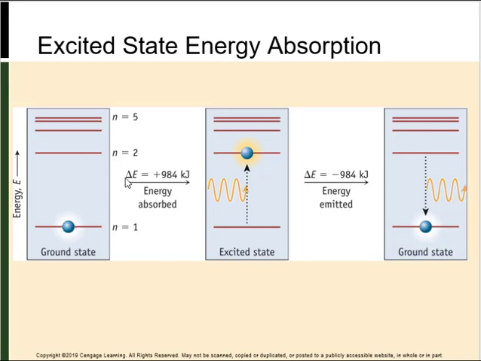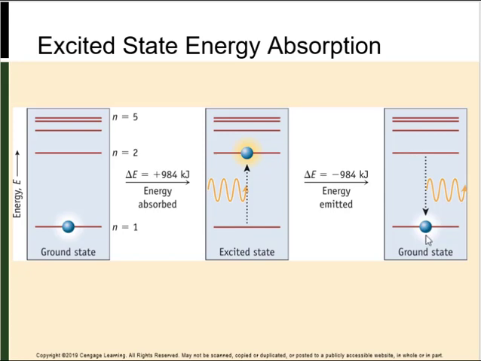In this case, we can see that if we do final minus initial, it's going up. That means energy is absorbed, and we have a positive delta E. In this case, it happens to be 984 kilojoules per mole. That must be transferred. No more, no less. Now, it's at an excited state.